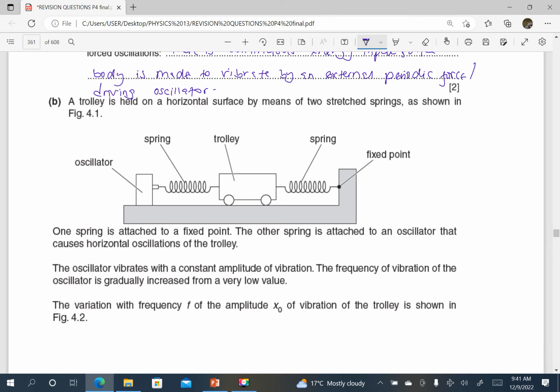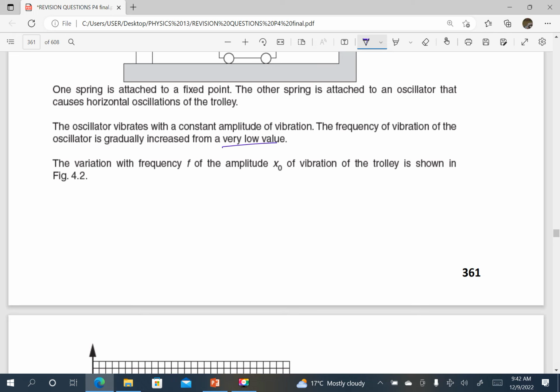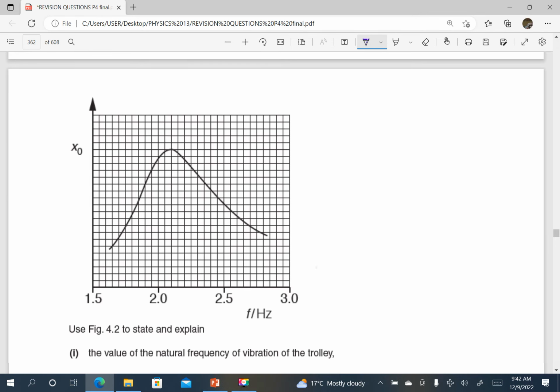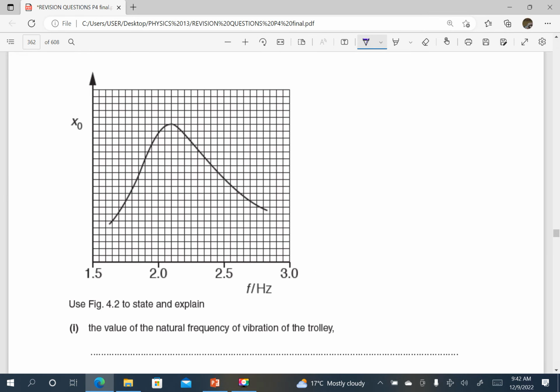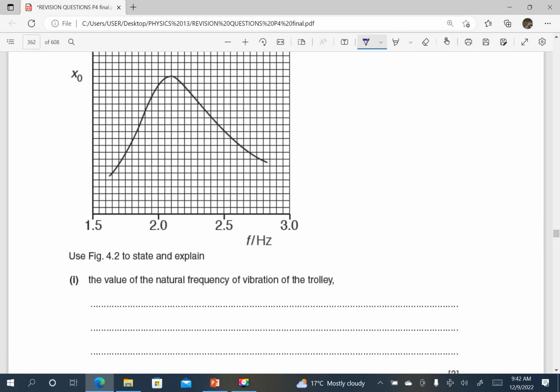A trolley is held on a horizontal surface by means of two stretched springs, as shown here. One spring is attached to a fixed point, the other spring is attached to an oscillator that causes horizontal oscillations of the trolley. The oscillator vibrates with a constant amplitude. The frequency of vibration of the oscillator is gradually increased from a very low value. The variation with frequency f of the amplitude x0 of the vibration of the trolley is shown in the figure. So this is a resonant curve. Use the figure to state and explain the value of the natural frequency.